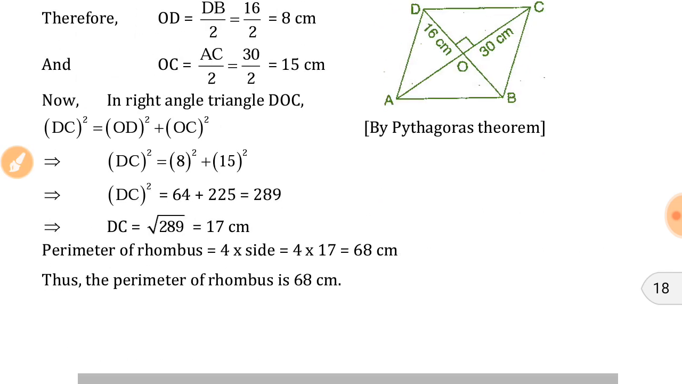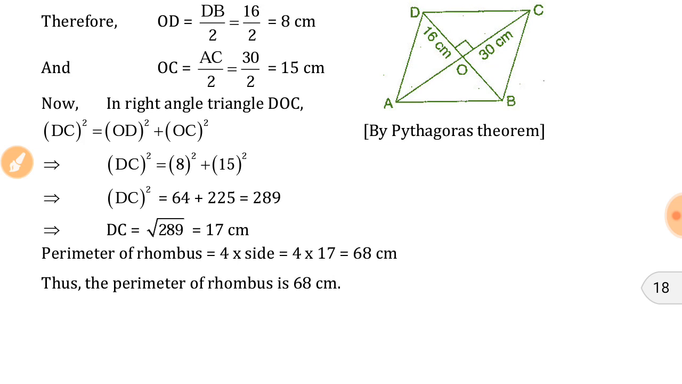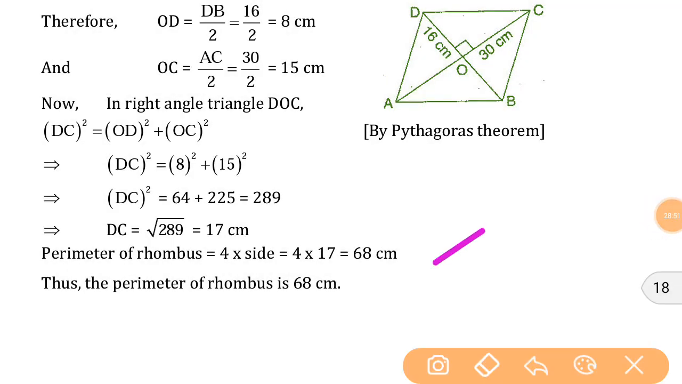Then the sides of a rhombus are 17, 17, 17, but perimeter they have asked means sum of all. So all means 4 sides are there. 4 into 17, what is that value? 68 centimeter is the rhombus perimeter.